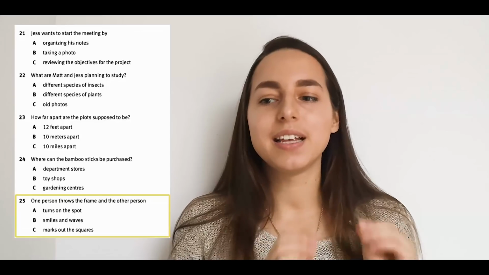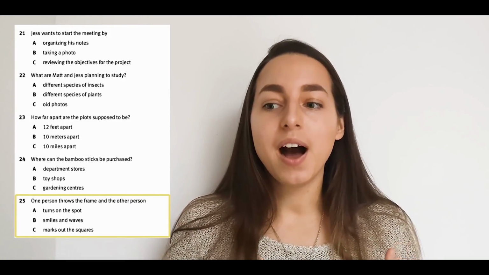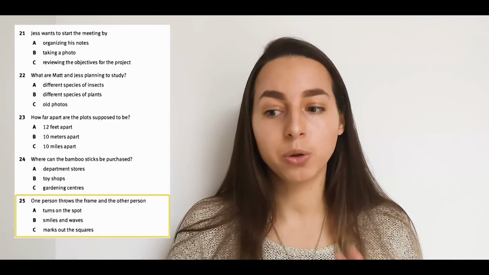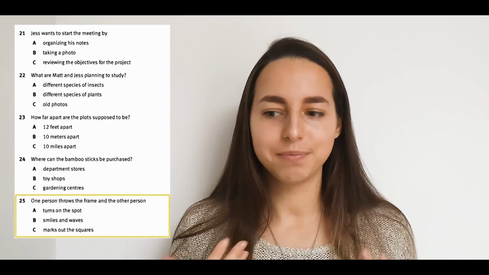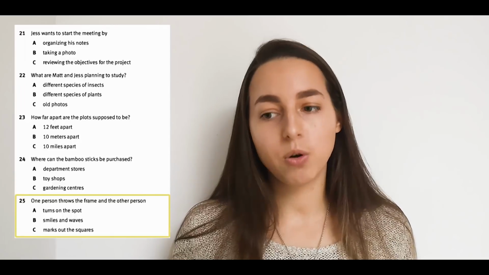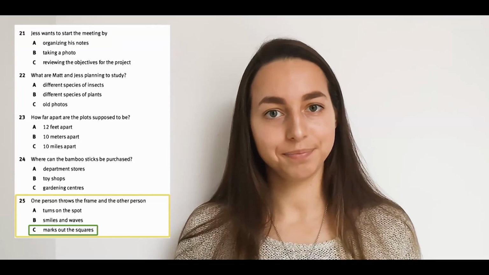So this is a thrower who turns on the spot, not the other person, right? And we are talking right now about the other person, not the thrower. So A is out. B, smiles and waves. Not really relevant. And yeah, C is the correct answer. Question number 25, option C is the correct one.